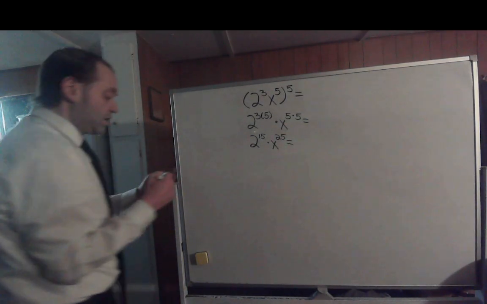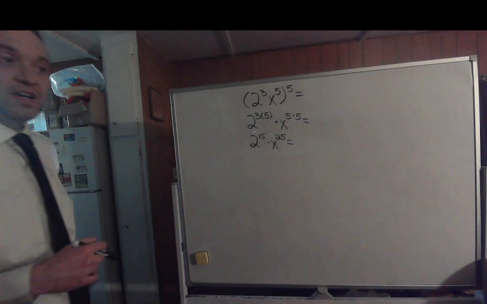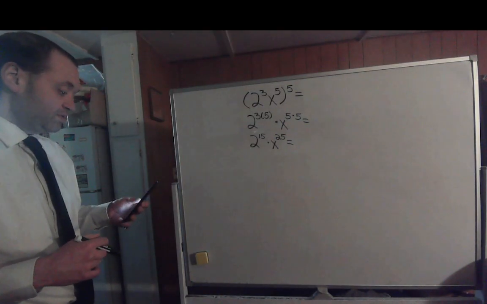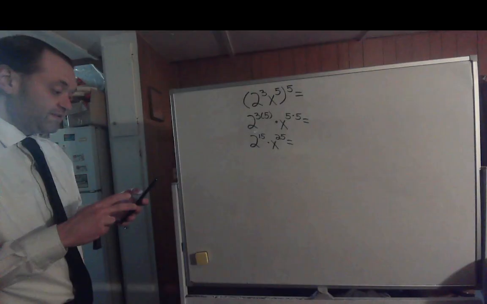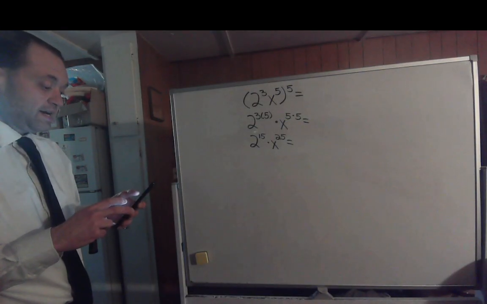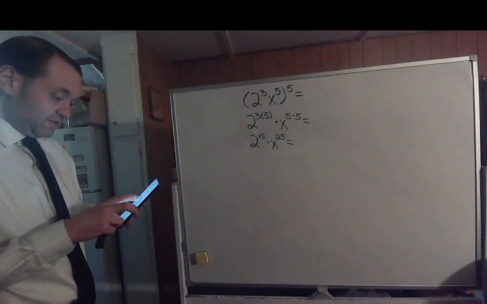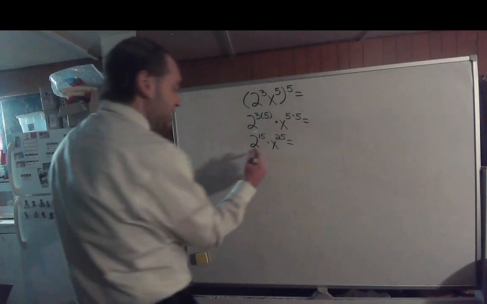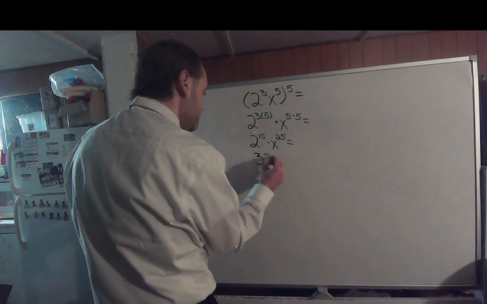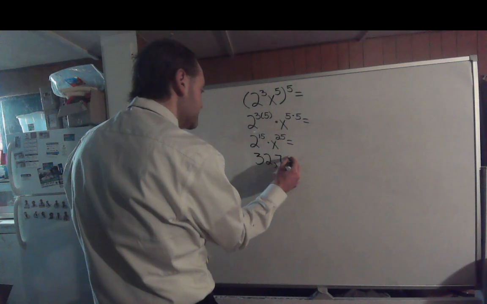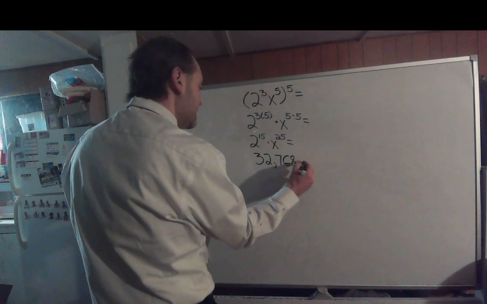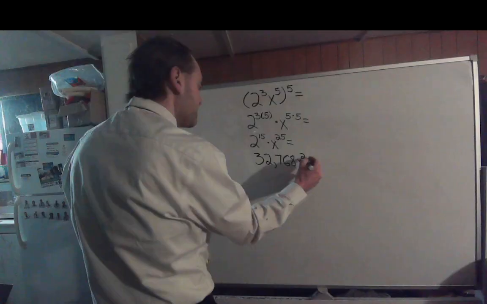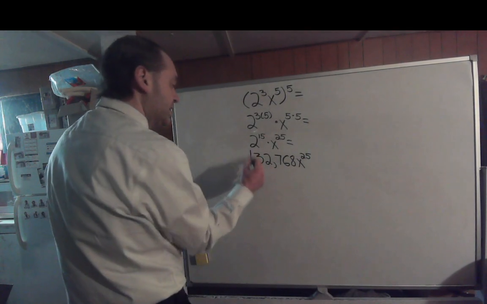And let's figure out what the heck is 2 to the 15th. Off the top of my head, I don't know what 2 to the 15th is. It's going to be a very large number, I can tell you that. 2 to the 15th is 32,768. So you would get 32,768 x to the 25th would end up being your answer.